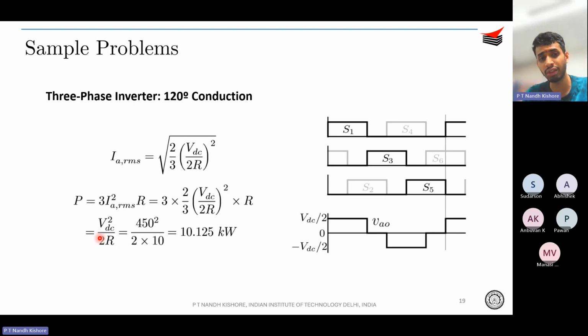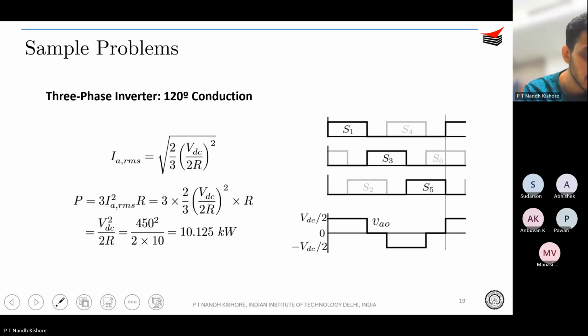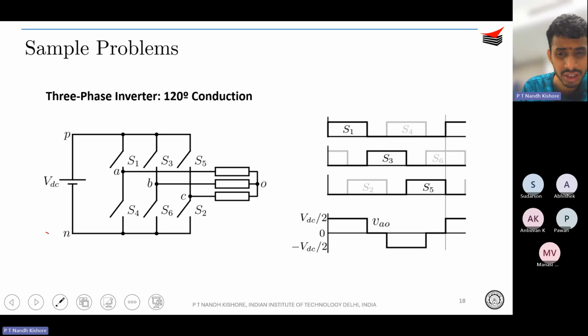So since it's a resistor, you always use your RMS quantity, not your average value. Of course, your average value is going to be zero over here, right? You understand that. Okay. So your VA naught, as you can see over here, it is a square wave, right? It's a quasi square wave.